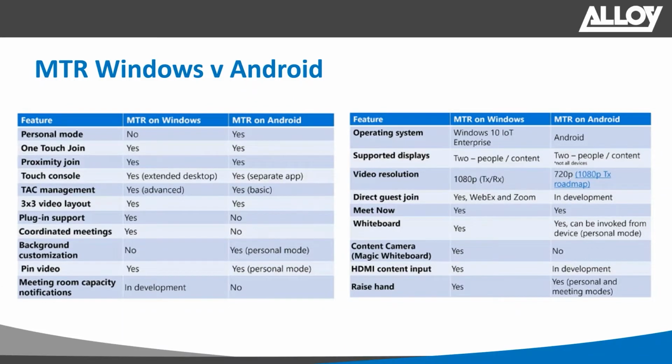This slide, or this table, is a little bit old. So HDMI content input on Android is now available. So it's not in development anymore. And so is that 1080 support for video resolution. That's now available as well. Now, one thing I mentioned before was that direct guest join. So Microsoft are working on supporting that on Android. So, once that feature becomes available on Android, I think the Android-based device is going to be a great solution for those small to medium sized meeting spaces.